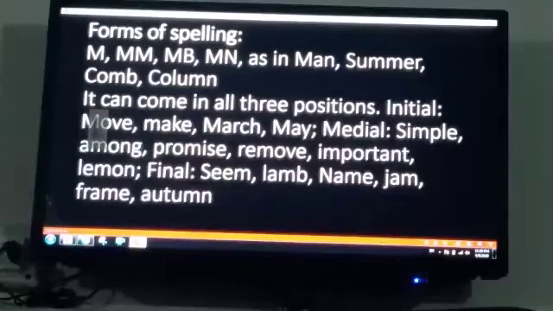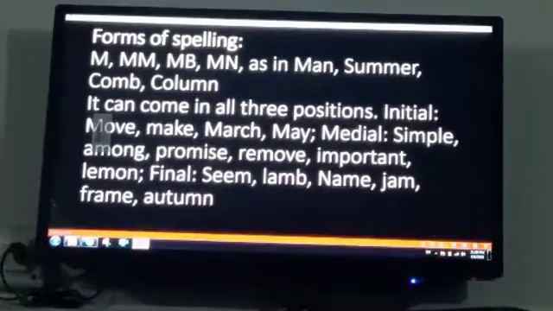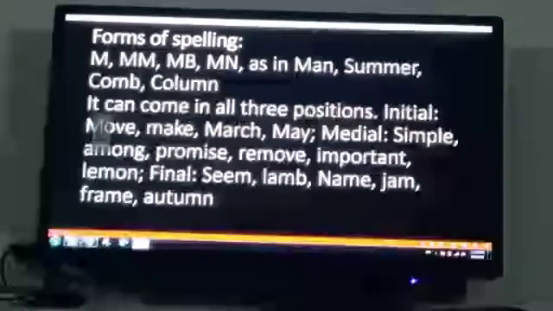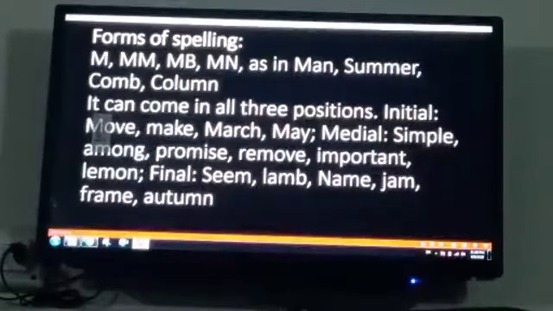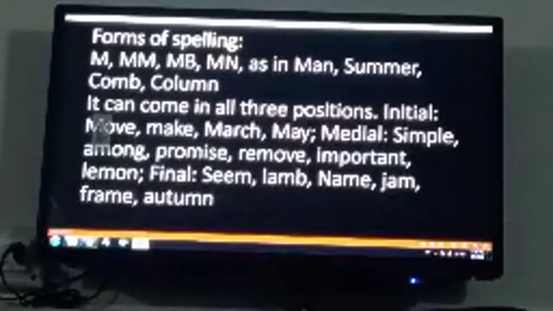Small m is in man, small m. Double M, summer, S-U-M-M-E-R, summer. So double M gives only one sound, summer. Okay, come. So B is silent there, come. And column, N is silent there. N is on the final position and M comes before that, so N is silent. Column, N is not pronounced there.